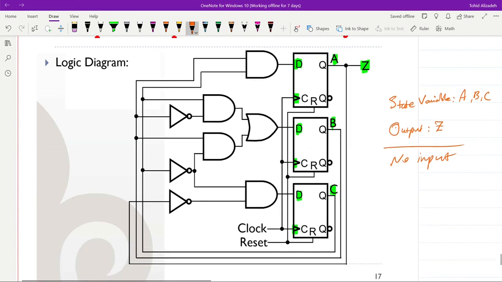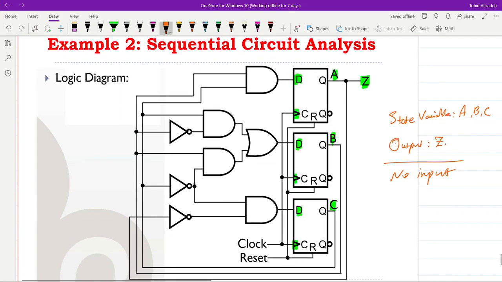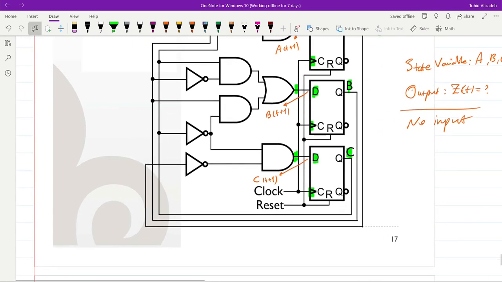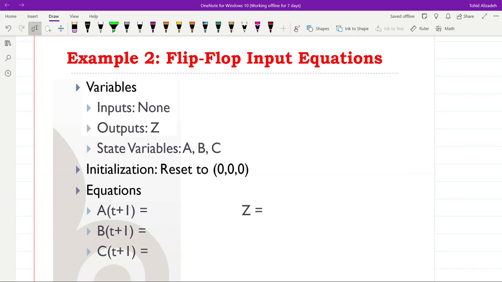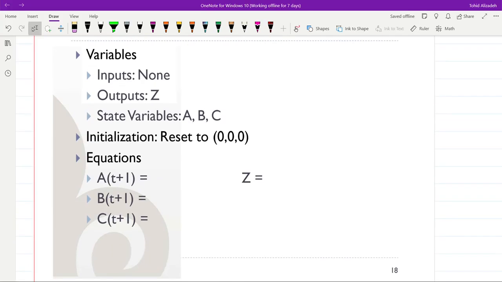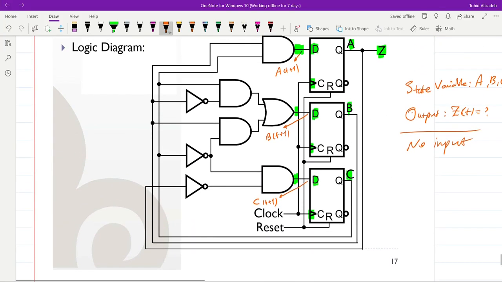So what we need to specify here is the expression for the output, Z of t, and also for the next state. So here we will have the expression for A at t plus 1, here for B at t plus 1, and here for C at t plus 1. And you know that we can determine the expressions by referring to the circuit schematic for A, B, and C at t plus 1, and then obtain the expressions for all of them. So let's do it for Z first.